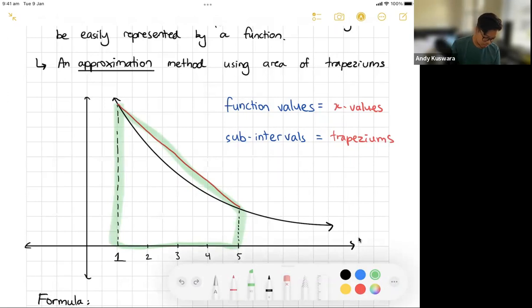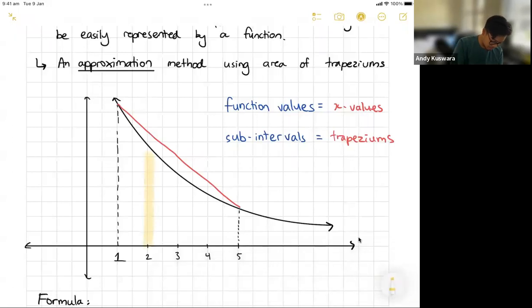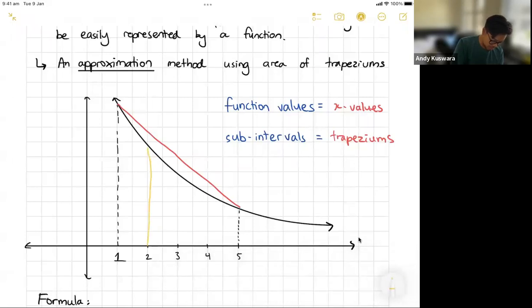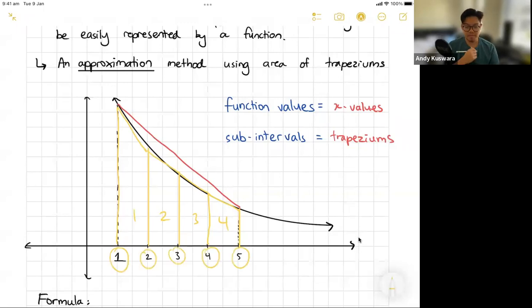Now if I was to break it up a little bit more, let's go with yellow this time. It's going to be a good one today because it is Valentine's. I could break this up into multiple smaller trapeziums. In this case, looking at the yellow, there are now 1, 2, 3, 4 subintervals because there's 4 trapeziums. But this time we'd be working with 1, 2, 3, 4, 5 function values. So that's how this works.